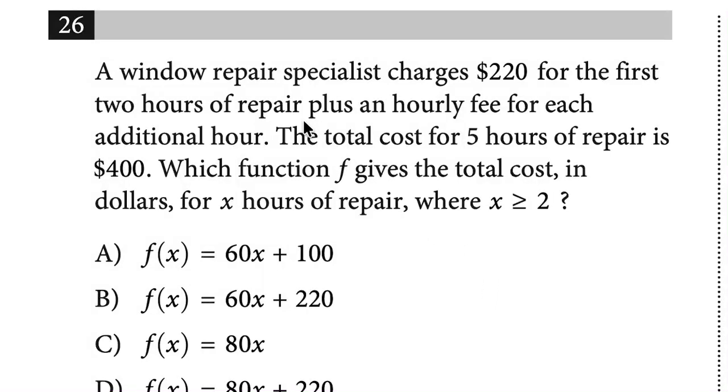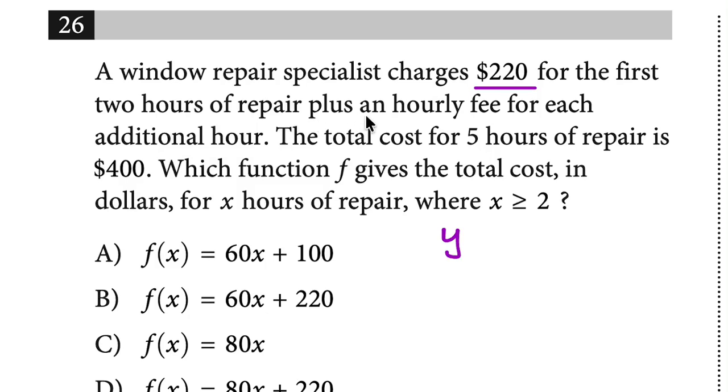Question number 26. A window repair specialist charges $220 for the first 2 hours of repair plus an hourly fee for each additional hour. Okay. So in this question, the situation is like for the first 2 hours, it's $220. So it's not the initial value. And for the rate, even that is not given.